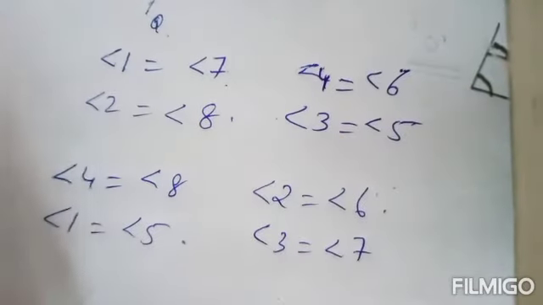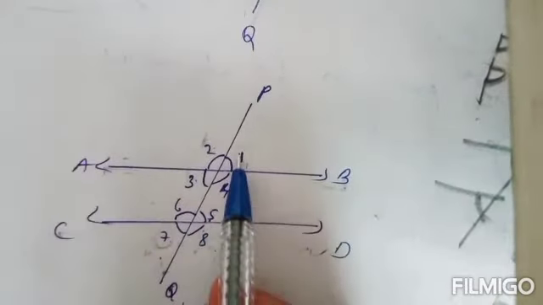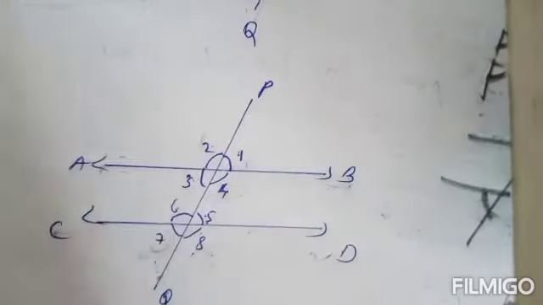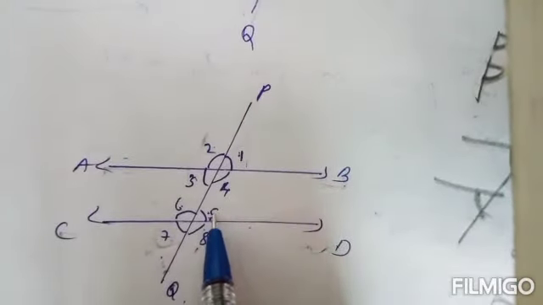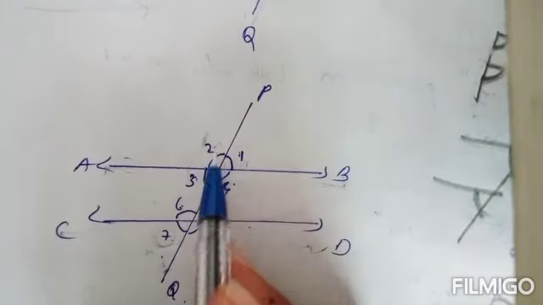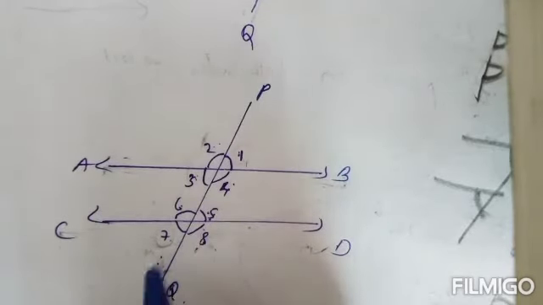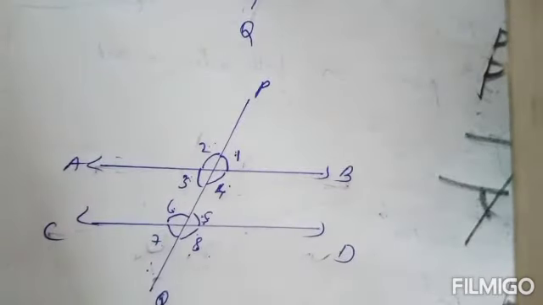Okay, if two parallel lines are cut by a transversal, corresponding angles are equal. So corresponding angles, 4 pairs we can find: 1 and 5, 4 and 8, 2 and 6, 3 and 7. So 1 will be equal to 5, 4 will be equal to 8, 2 will be equal to 6, and 3 will be equal to 7. Corresponding angles are equal when two parallel lines are cut by a transversal.